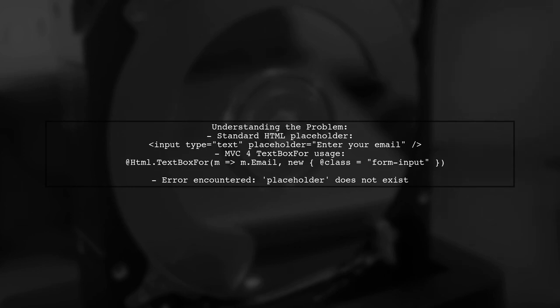Let's break down the question. Typically, in standard HTML, adding placeholder text is straightforward. You simply use the placeholder attribute in an input tag. However, when using the HTML.TextBoxFor helper in MVC, it's not as simple as adding a placeholder attribute directly. Our viewer tried to do just that, but ran into an error. So how can we solve this?